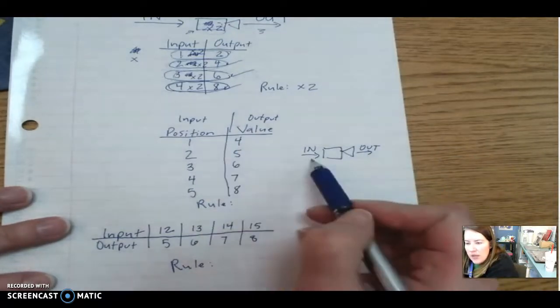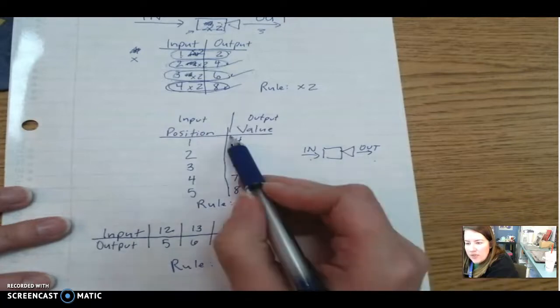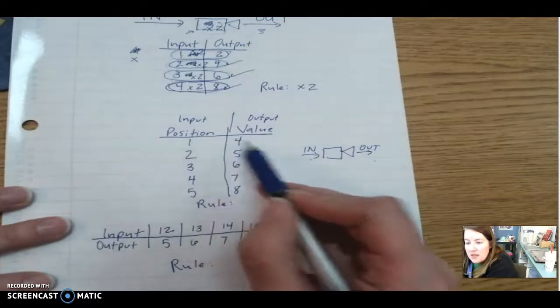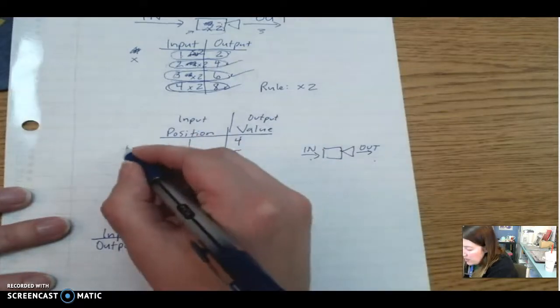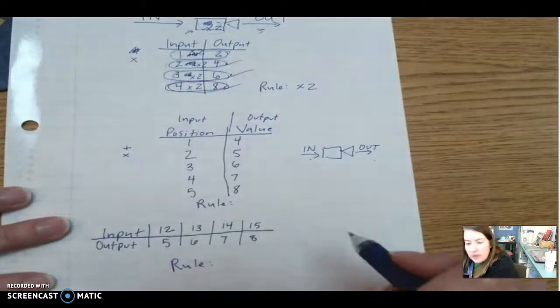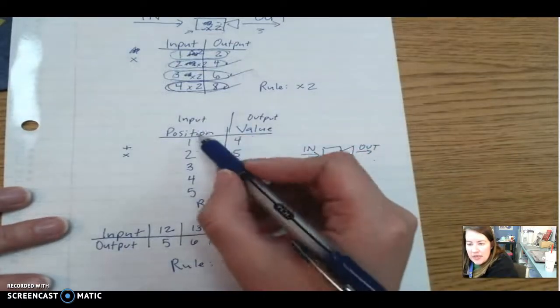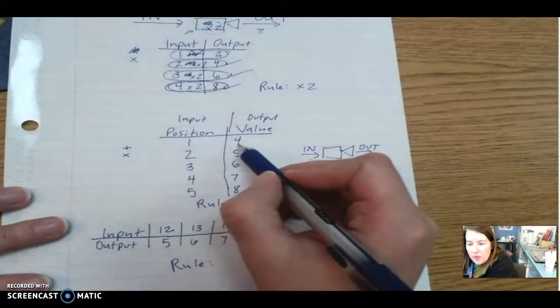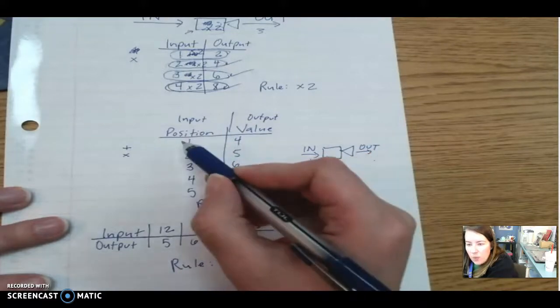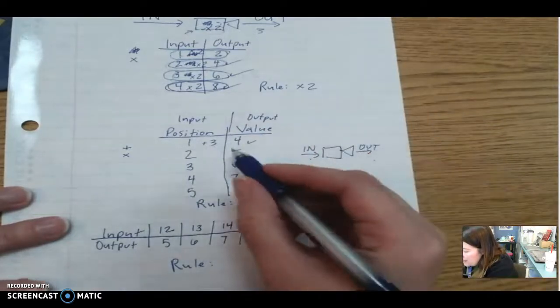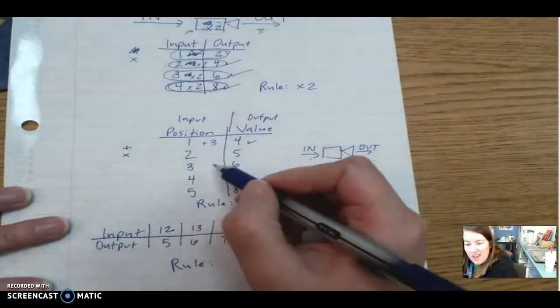All right, so if I put a 1 in, out pops a 4. How can I get from 1 to 4? Again, they're getting larger, so I know it's either adding or multiplying. Let's check adding, because that seems a little easier. All right, 1 plus what gives us 4? 1 plus 3 gives us 4. So let's see if that works. Remember, it has to work for everything.